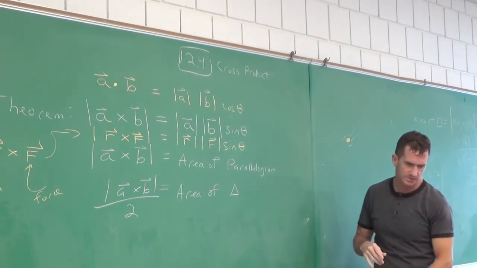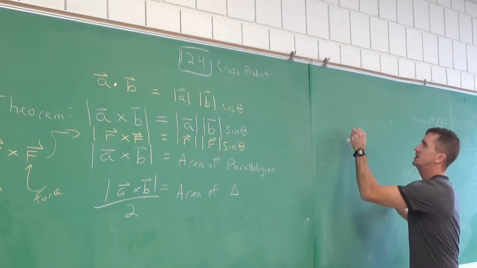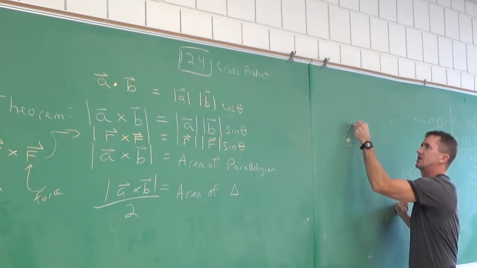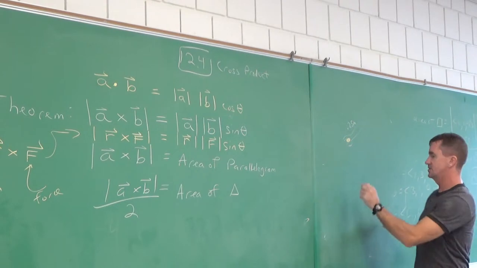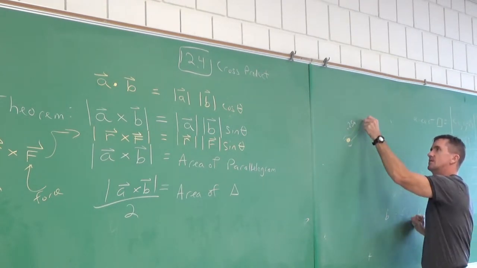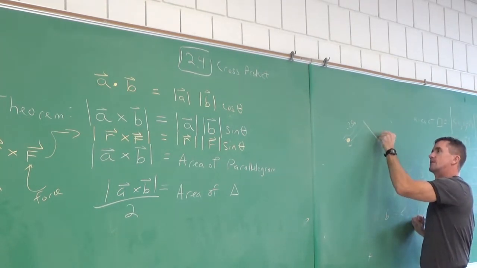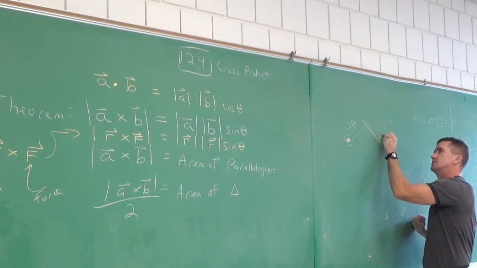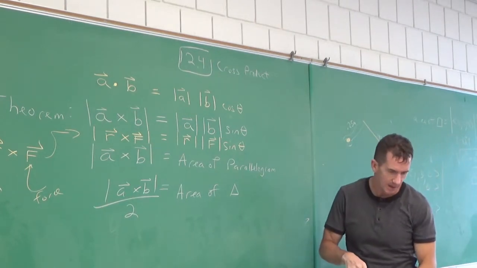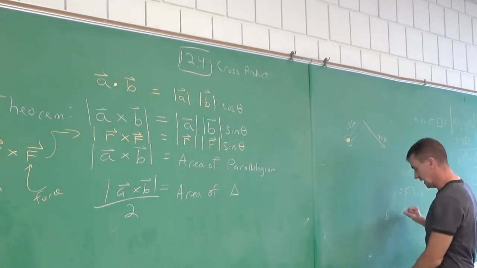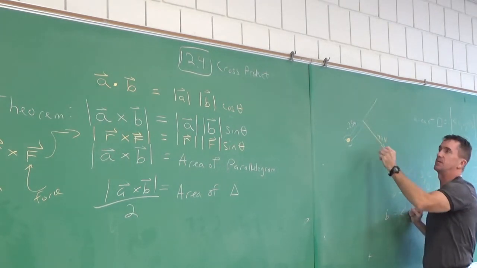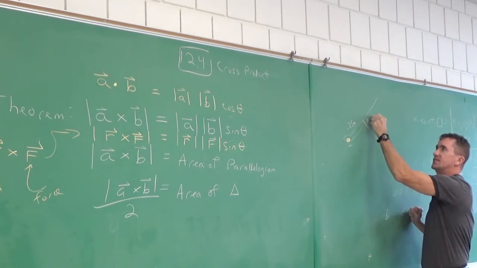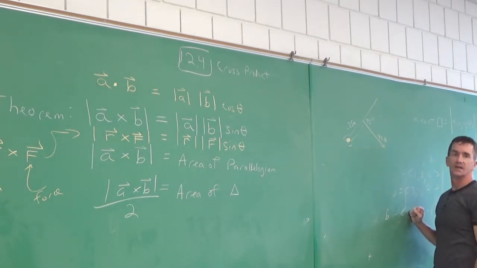So how long is this? They said that's 0.25 meters long. That's how long that wrench is. They stuck a force vector this way. 40 newtons. Anything else? Thank you, they gave us the angle. I mean, this is just going to be a plug and chug problem. They've given us everything. And that's the angle.